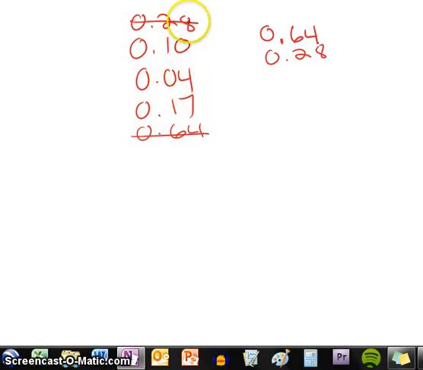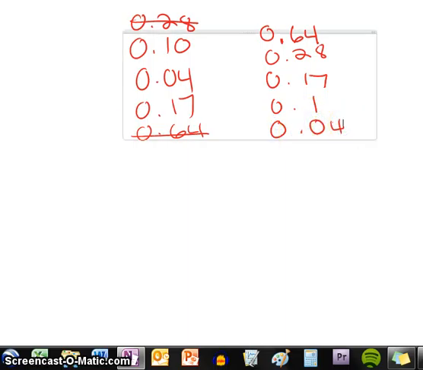A 7 is greater than 0, so 0.17 will go before 0.1. And then last, you would have 0.1 or 0.4. So that would be the order from greatest to least.